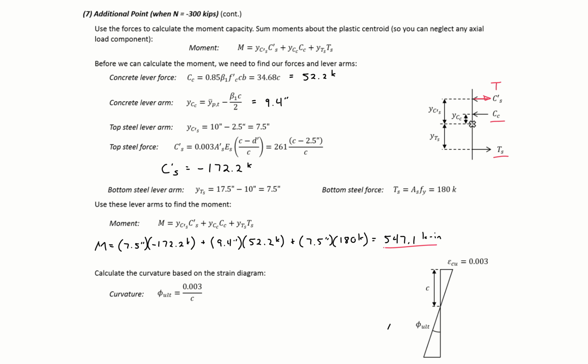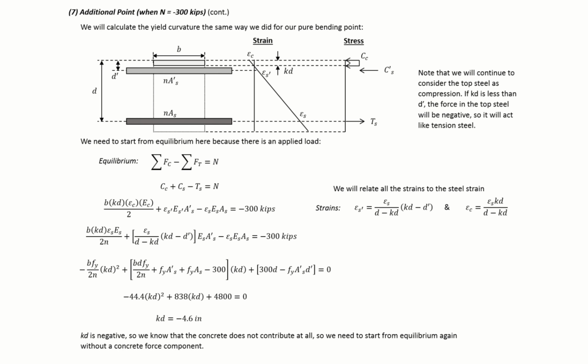And then we can also find our curvature, which will just be equal to 0.003 divided by our C, 1.51, which will be 19.9 times 10 to the negative 4th radians per inch. And this is our ultimate curvature. We're next going to find our yield curvature.